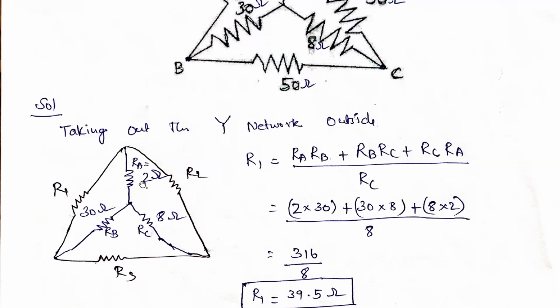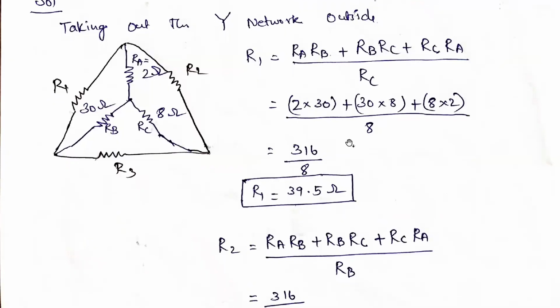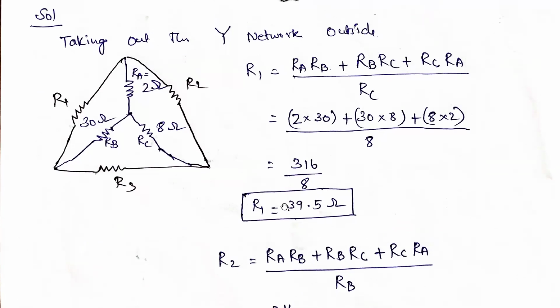Now just substitute RA, RB: RA is 2, RB is 30. So 2 into 30 plus 30 into 8, plus 8 into 2, divided by RC, which is 8 ohms. Further simplification, the numerator comes to around 316, divided by 8. So R1 is nothing but 39.5 ohms.